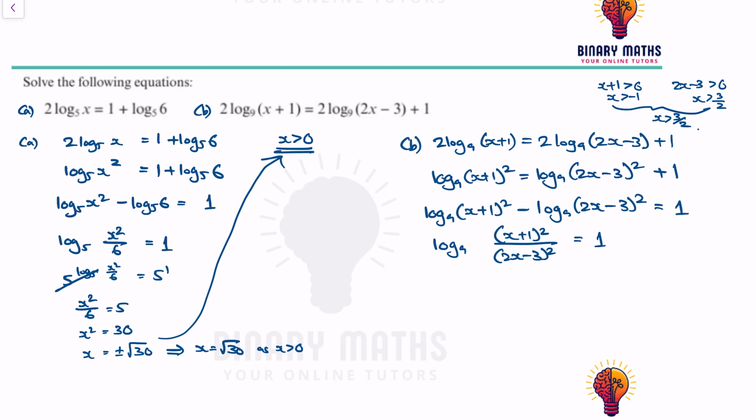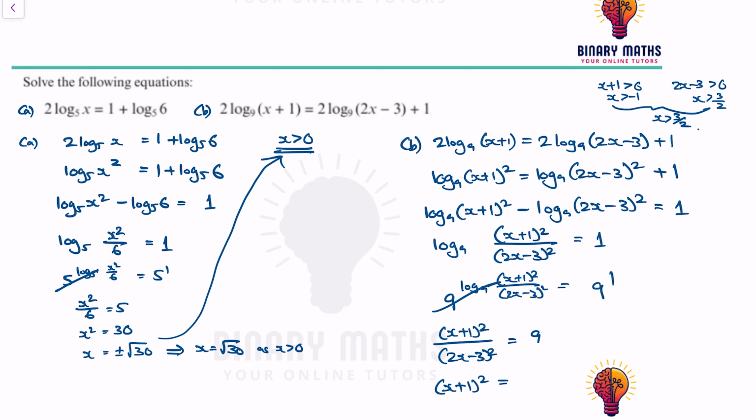Okay, because we've got log base 9, we can do the inverse, which is 9 to the power of. So 9 to the power of log base 9 of x plus 1 squared over 2x minus 3 squared is equal to 9 to the power of 1. So all I'm left with is x plus 1 squared over 2x minus 3 squared is equal to 9 to the power of 1, which is 9. If I multiply both sides by 2x minus 3 squared, I get x plus 1 squared is equal to 9 times 2x minus 3 squared.